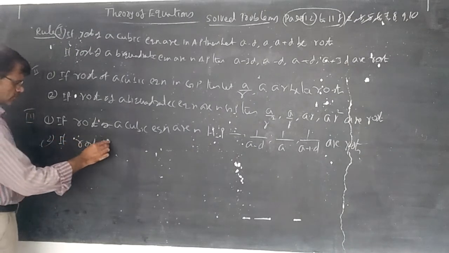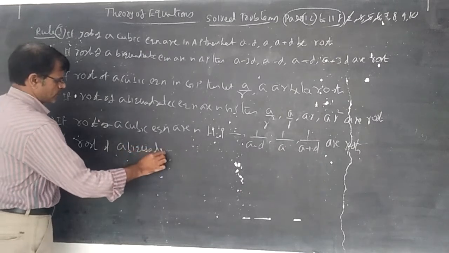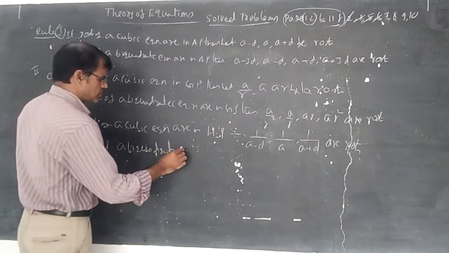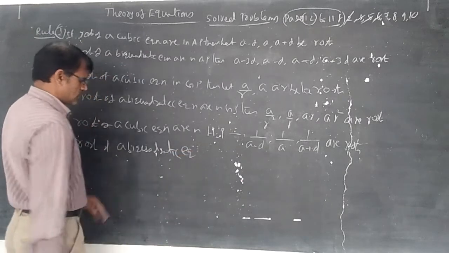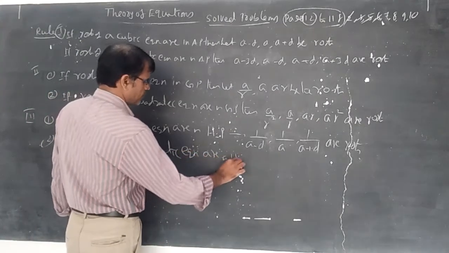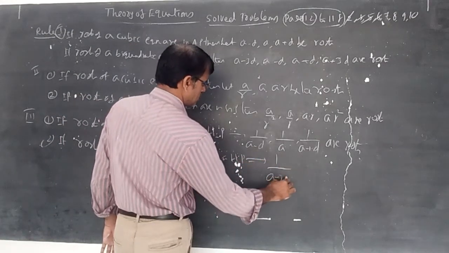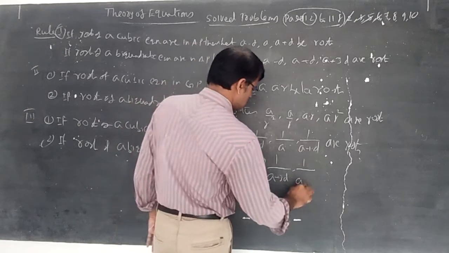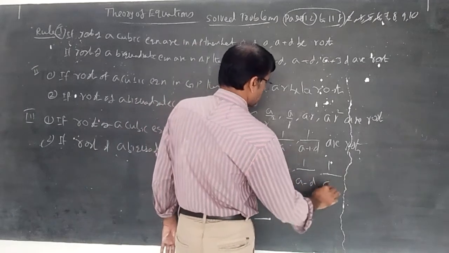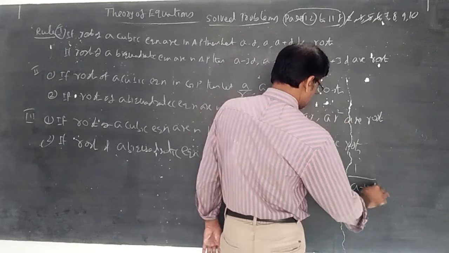If the roots of a biquadratic equation, biquadratic means x power 4, are in HP, then 1 by a minus 3d, 1 by a minus d, 1 by a plus d, 1 by a plus 3d are the roots.